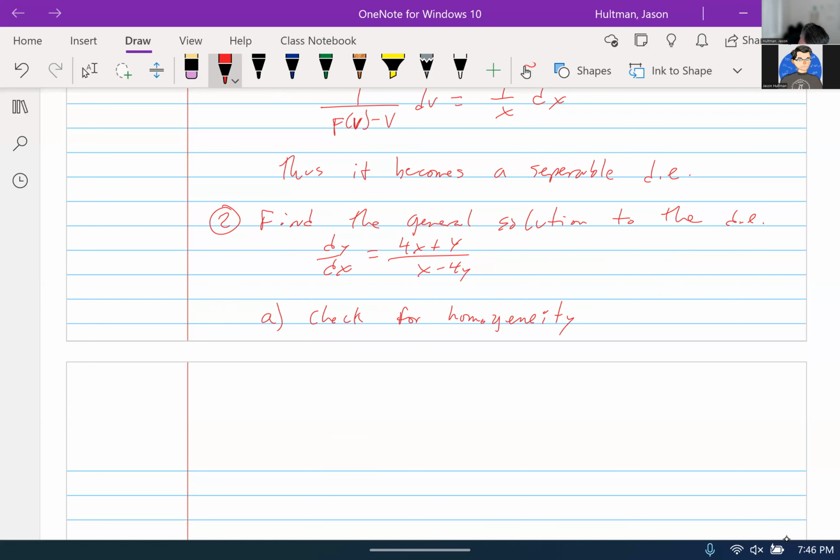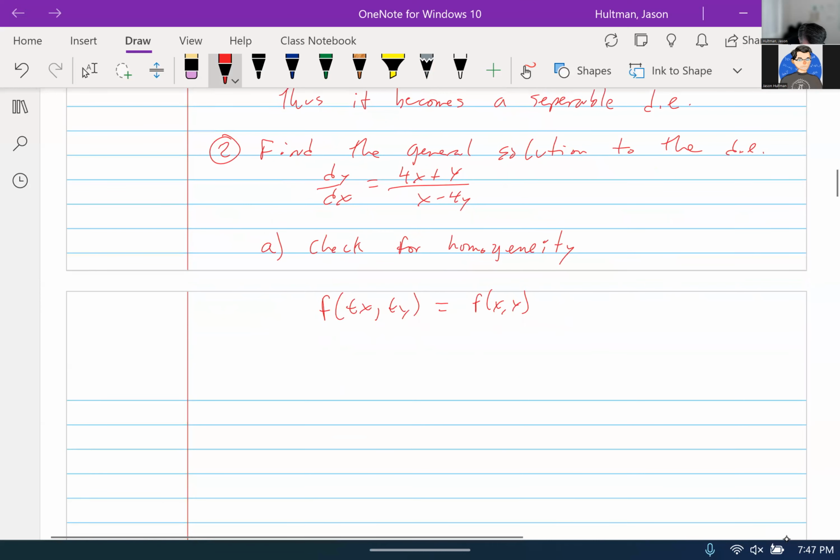So let's check for that. So f of tx, ty, does that equal f of xy? So I plug in these t's. Does that work? That's one way to check for homogeneity. The other would be to factor out an x. We can check it that way as well. Maybe we'll do both ways.